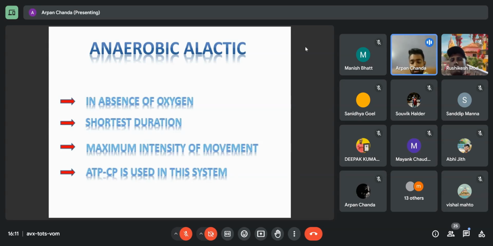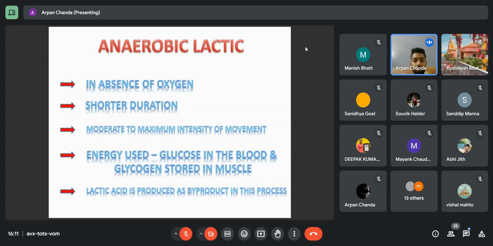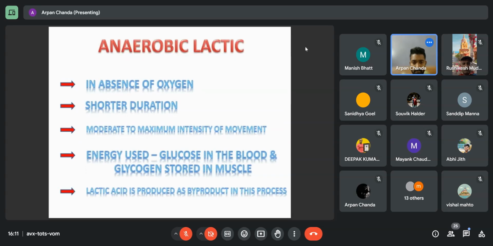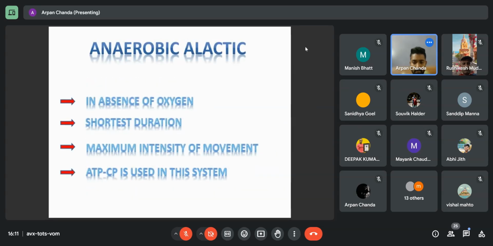So we are done with the lactic lactic part and the aerobic energy part. Anyone having any queries with this can ask now. Anyone wants to ask something, you can ask.